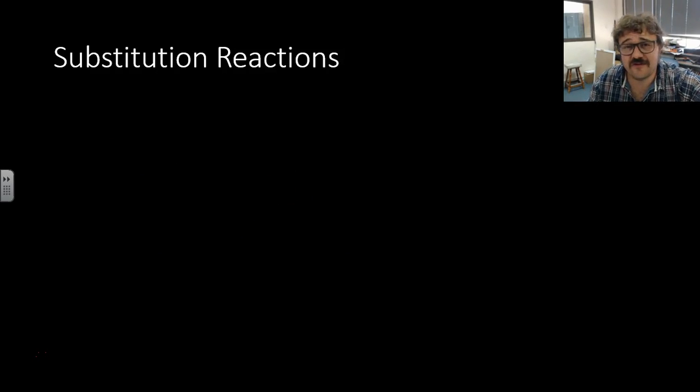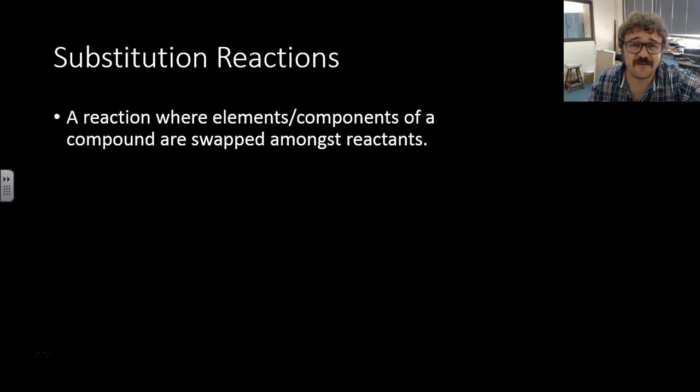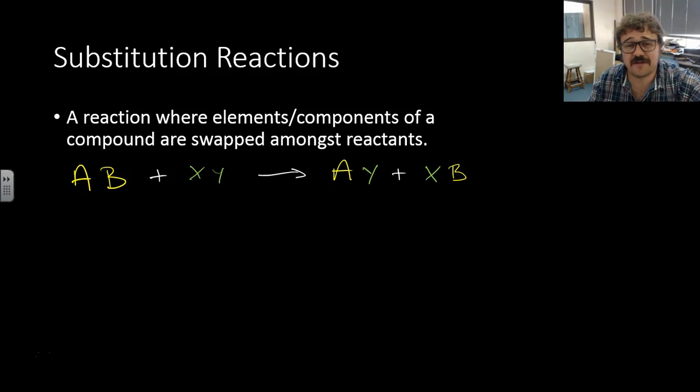There are also substitution reactions. This is the last of our basic types of reactions, and it's basically a reaction where components or elements within compounds are swapped amongst reactants. For example, if you had AB plus XY, we would end up with AY plus XB.